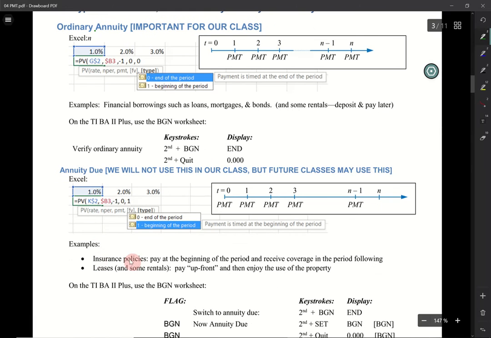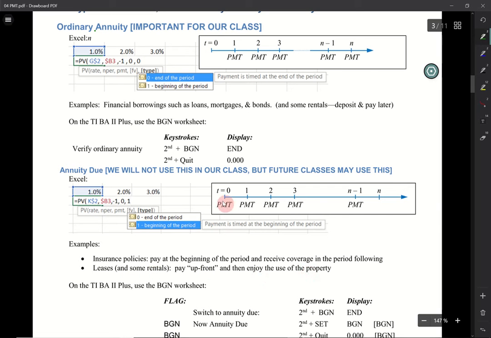Basically, an insurance policy, right? You pay your premium up front, and then you receive coverage afterwards. So basically, that would be your premium at the beginning, and then you have coverage. You pay your premium at the beginning, and then you have coverage, right? Your last one, you make your last payment. Then you have coverage, and then that's it. No more coverage after that. Okay. So also leases, like rental agreements, you pay up front, and then you enjoy the use of the property.